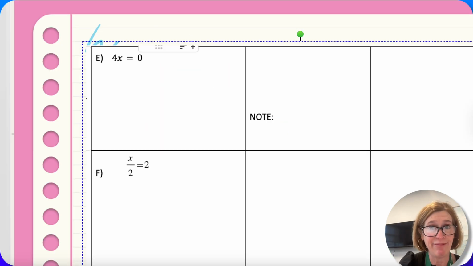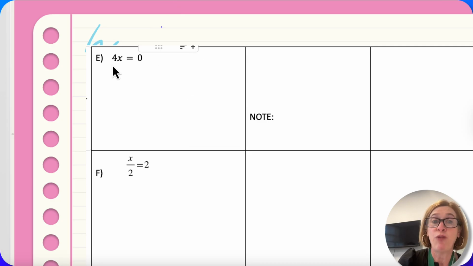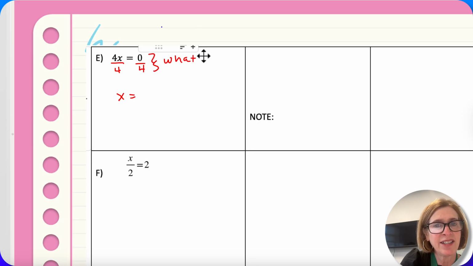Now this is tricky. Coach Fred's trying to trick you here, but not really. 4 is being multiplied to x, okay? So I have to do the inverse operation, and I divide by 4 on both sides. The question is, do you know what this means? What does this mean? And it's tricky.